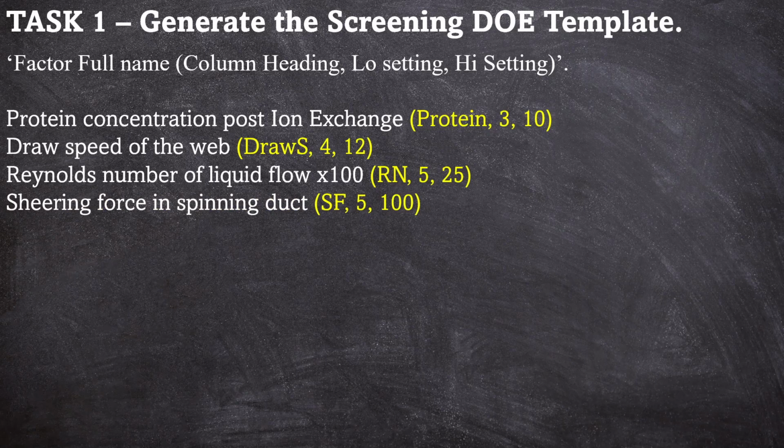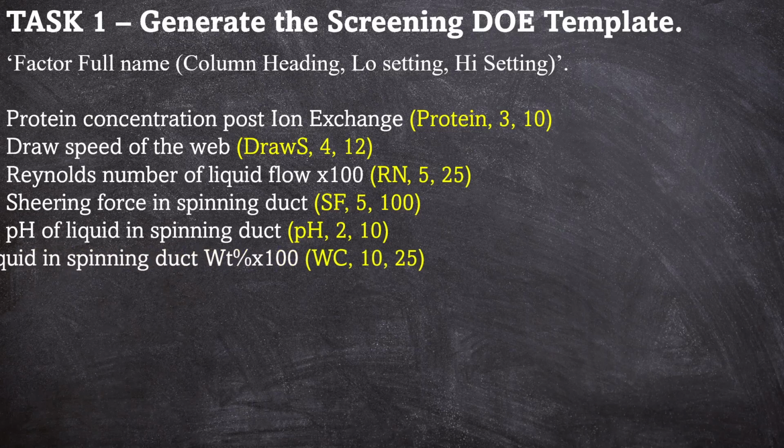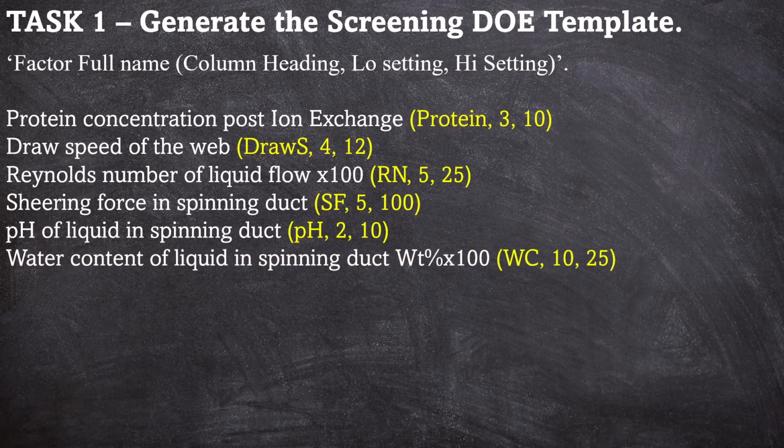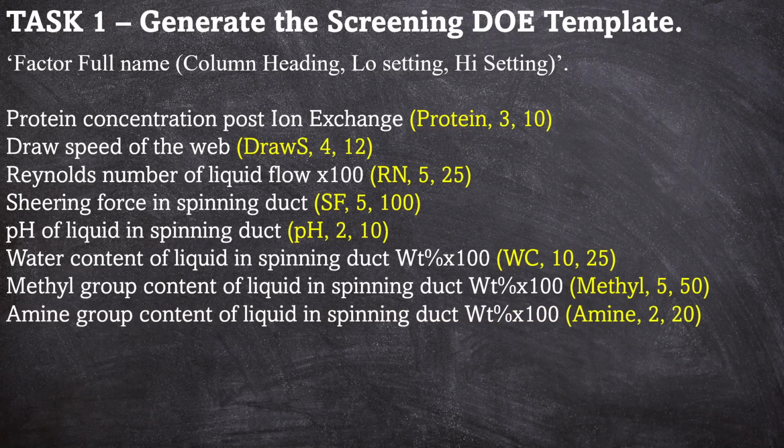Shearing force in spinning duct, SF, low level 5, high level 100. pH of liquid in spinning duct, the short name for that is going to be pH, low level 2, high level 10. Water content of liquid in spinning duct, weight percentage, is going to be called WC, low level 10, high level 25. Methyl group content of liquid in spinning duct, weight percentage is going to be called methyl, low level 5, high level 50. Amine group content of liquid in spinning duct, weight percentage is going to be called amine, low level 2, high level 20. So there are 8 factors altogether.